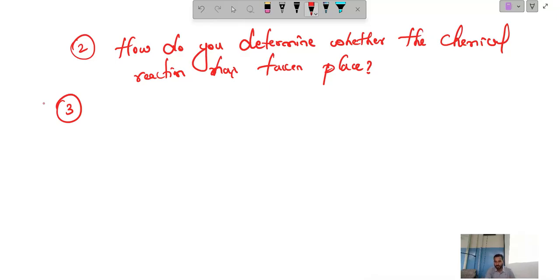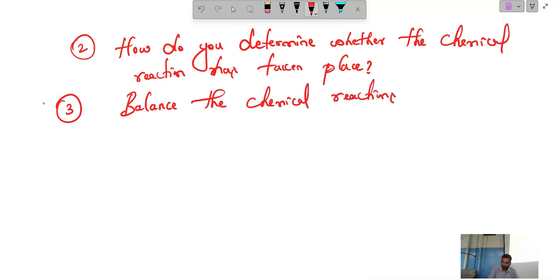Now, please make a note. You can expect a question based on balancing. Balance the chemical reactions or equations. Sometimes they will give you reactions and sometimes they'll give you equations and they will ask you to balance them. So this is another type of question and this is one of the most important questions. Definitely you can expect one question based on balancing the chemical reactions.